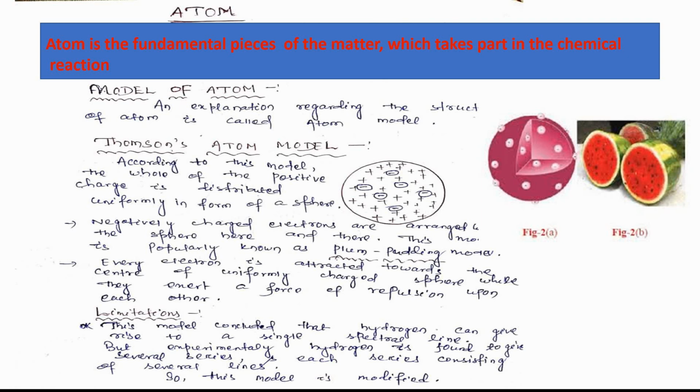That means according to this model, hydrogen has a continuous spectrum, but experimentally it is found that hydrogen gives a line spectrum. So this model needed to be modified, and this model was discarded after it was discussed, most probably in 1897. After that, in 1913, Rutherford came to give an idea about the structure of the atom.